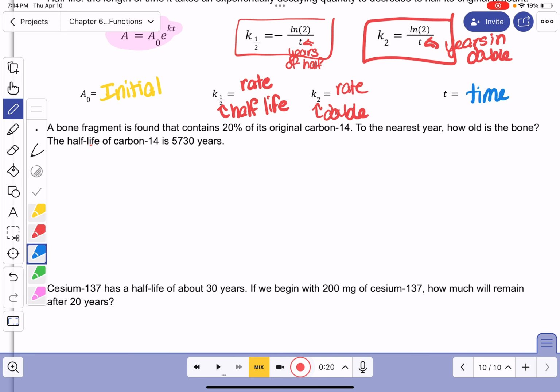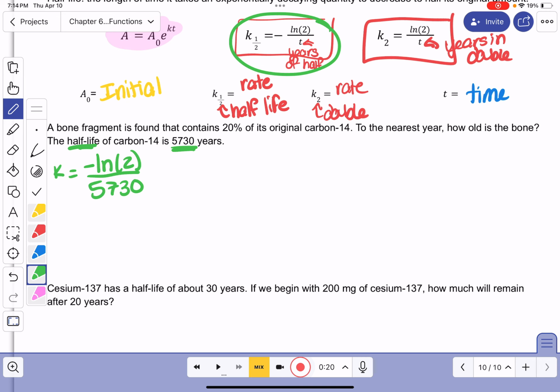All right, let's look at this first one. A bone fragment is found that contains 20% of its original carbon-14. To the nearest year, how old is the bone? The half-life of carbon-14 is 5,730 years. So I'm never going to make you know the half-life. So since it's half-life, we're going to find our K. So K is going to equal negative ln2 over the years in the half-life. So 5,730.